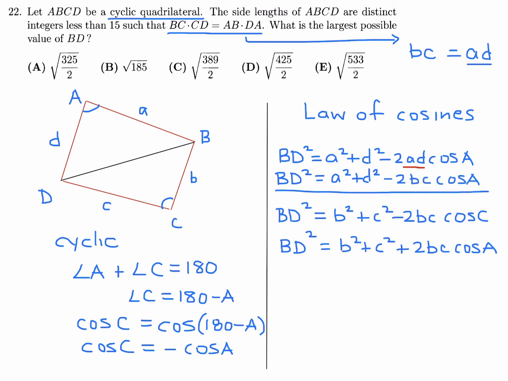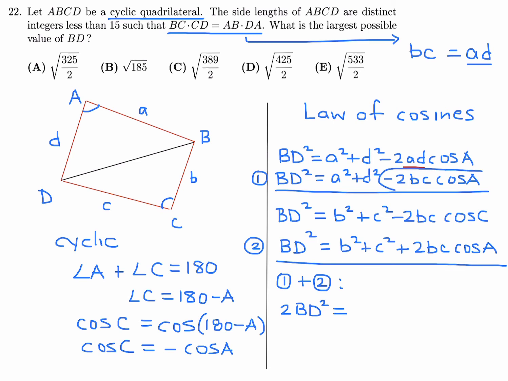This equation and this equation are now very similar. I'll call this equation 1, and I'll call this equation 2. And now what I'm going to do is add them, 1 plus 2, like that. If I do, the left side becomes just 2BD squared, and the right side, conveniently, these guys cancel out, which is obviously very helpful for us. And all you're left with is just A squared plus B squared plus C squared plus D squared.